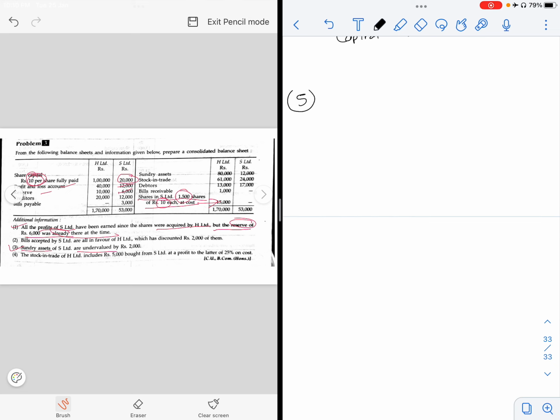Next, unrealized profit. Adjustment number 4: the stock of 5,000 at the rate of 25% on cost is 25 by 125, which is 1,000.